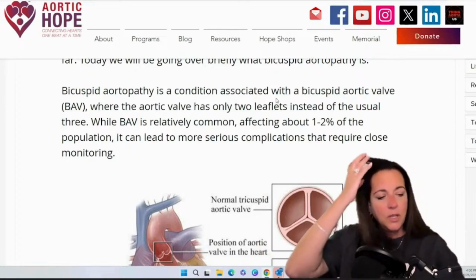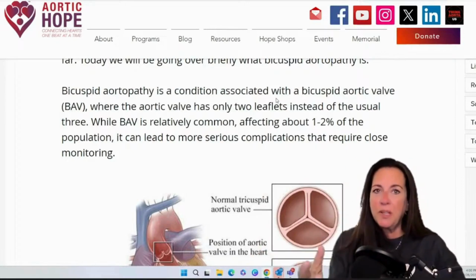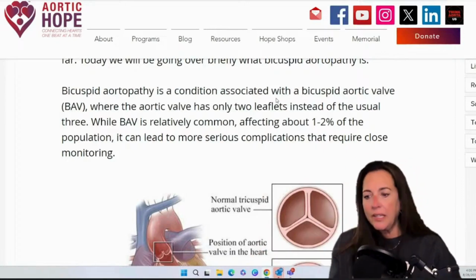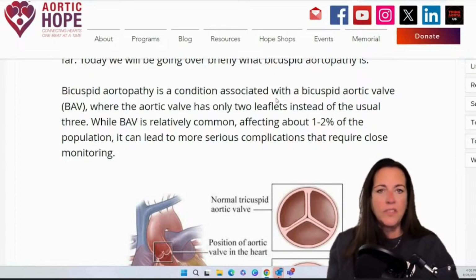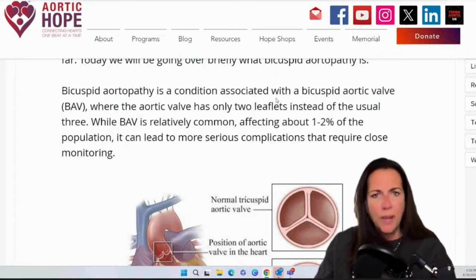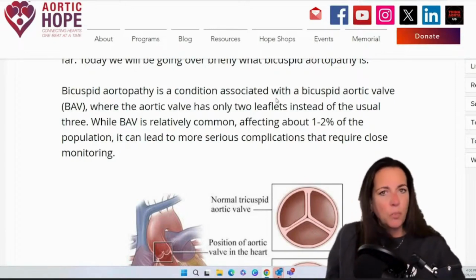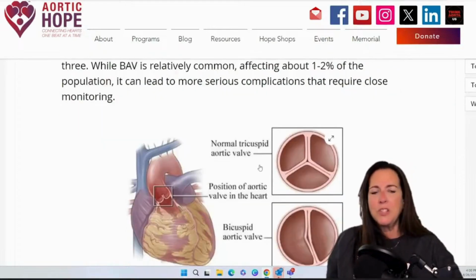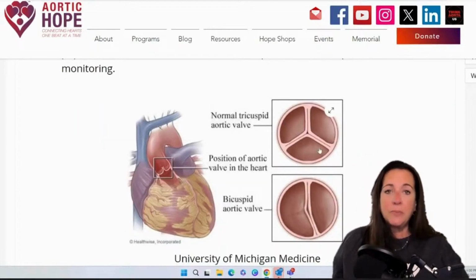If you find out, which is typically from an incidental test like a CT or an echo, all of a sudden you might find out, hey, did you know you have a bicuspid valve? That's something you were born with. This is what a normal tricuspid valve looks like, and it's sitting right here. This is the aorta. These are the branches on the arch.